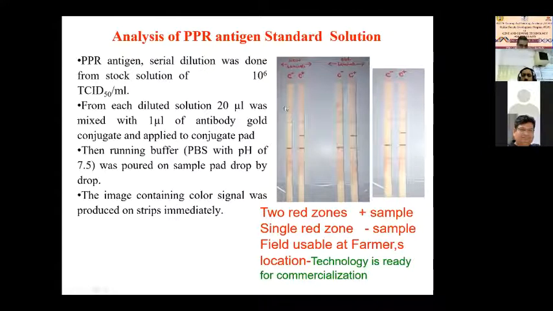This is the PPR kit that we have. See, there are two red lines for the positive and a single line for the negative. So two red zones means a positive sample, a single red zone means a negative sample, visible in the field at the farmer's location. The technology is ready for commercialization. This we have demonstrated in the video also.